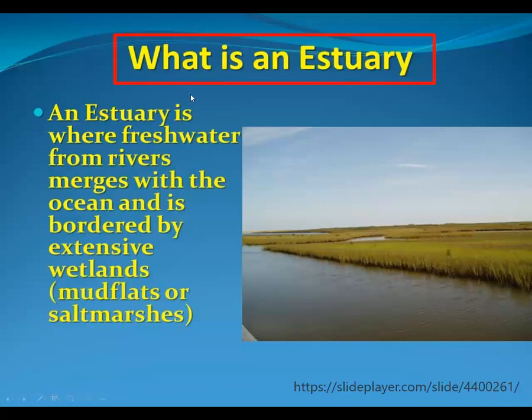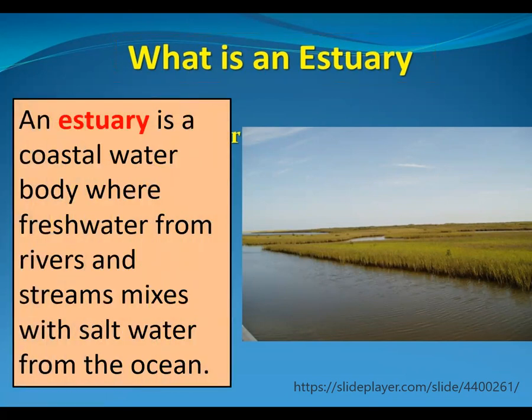What's an estuary? An estuary is where fresh water from the river merges with the ocean and is bordered by extensive wetlands, mudflats, or salt marshes. So an estuary usually looks like this, and an estuary is a coastal water body where fresh water from the river and streams mixes with salt water. So the water here is what we call brackish water, spelled as B-R-A-C-K-I-S-H. So that's brackish water. Brackish water is a mixture of fresh water and salt water.